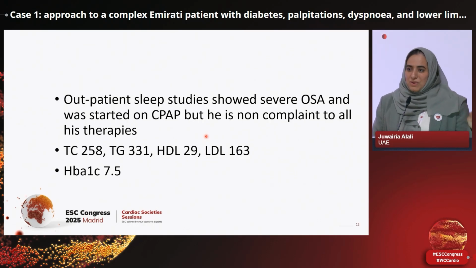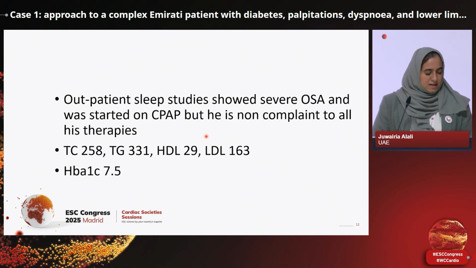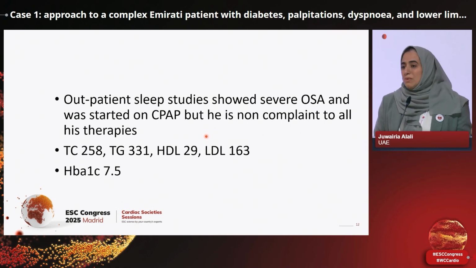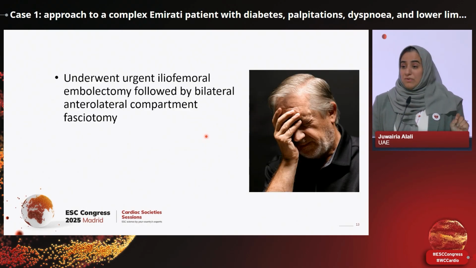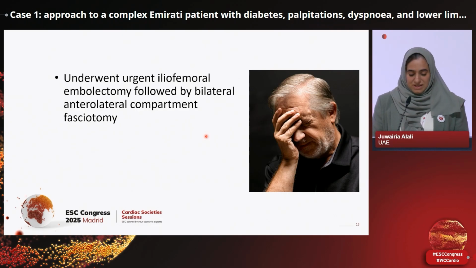But he's a vasculopath, so he has lots of other vascular risk factors. So it's not only about the HbA1c, and this is what this case highlights. It's about all the other cardiometabolic risk factors. He underwent urgent iliofemoral embolectomy, followed by lateral and anterolateral compartment fasciotomy, and he had a complicated hospital stay, which required multiple revisions for his legs.